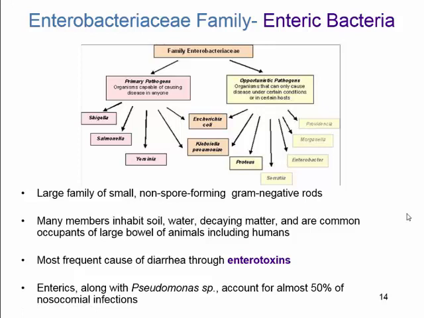Enterotoxins are going to be responsible for causing intestinal damage and diarrhea. And then pretty much when we combine all of our enteric bacteria and Pseudomonas, this is pretty much half of all nosocomial infections that you're going to deal with in the clinic. So this is pretty much a lot of bang for your buck in a single lecture.